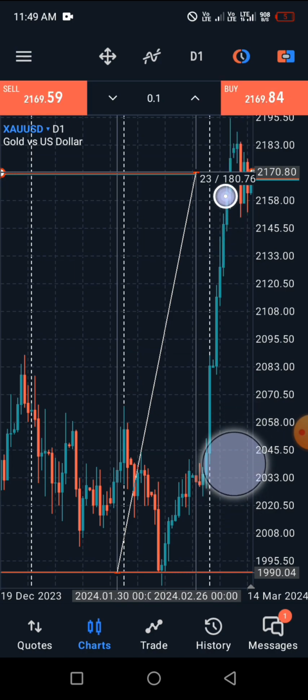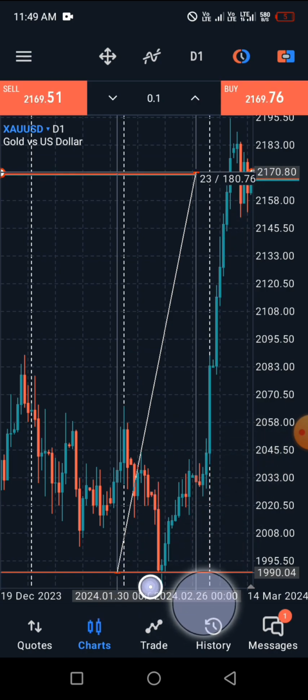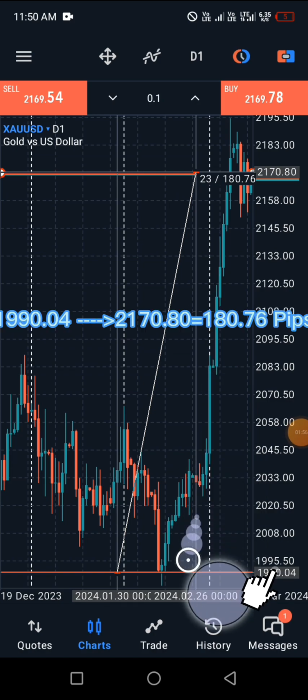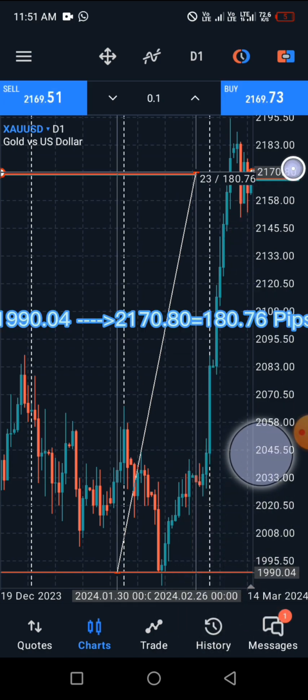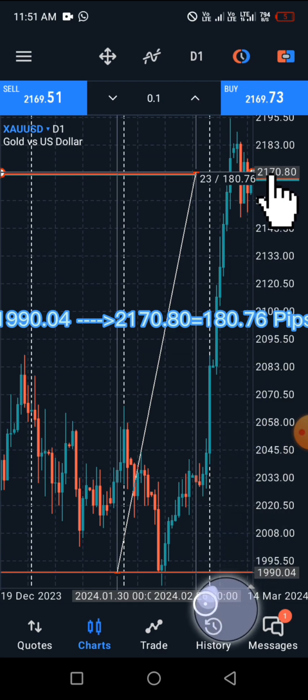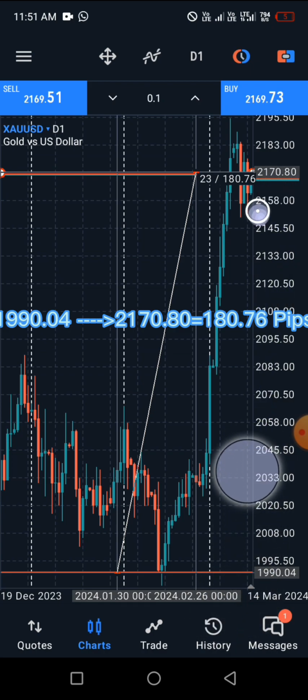Now you can see what we have here. If you subtract the difference, let's say we entered price at, remember that we moved our price from this 1990.04 up onto this level at 2170.80. So the difference between 1990.04 to 2170.80 is actually 180.76. All right, that's the difference.